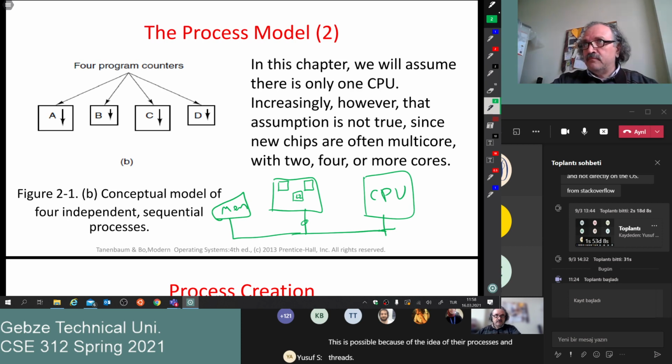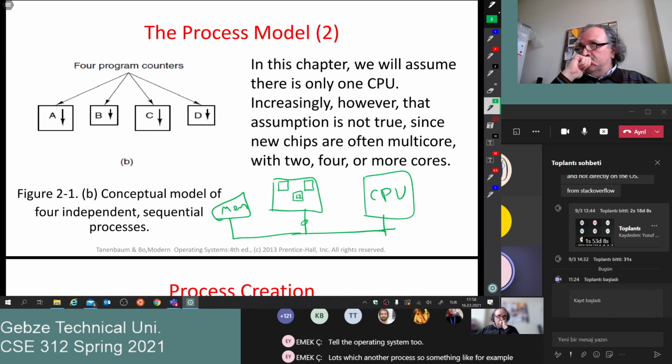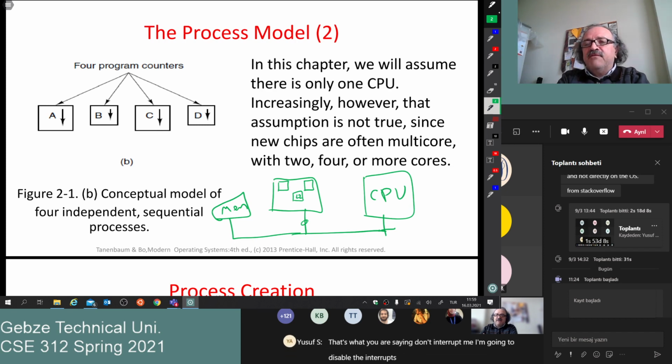Good? Sir, can I tell the operating system to not switch to another process? So something like, for example, I'm doing something critical right now, and do not switch to another process. Is this possible? No. As a regular process, you cannot prevent it. You are saying that I am going to disable the interrupts. Don't interrupt me. I am going to disable the interrupts, and if this causes an interrupt, ignore it. If the timer interrupt goes on, ignore it. Right? That's what you are saying. As a regular program, no, you cannot do that.